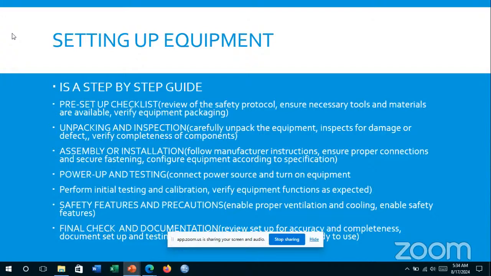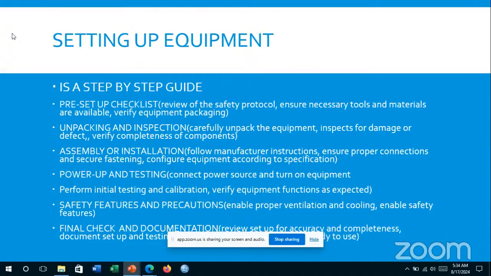After that, we move to unpacking and inspection. For every equipment ordered or bought, you first of all carefully unpack it, so it will not cause damage to the equipment in the process of unboxing. Then inspect the equipment visually for damage. Has anything gone wrong in the process of packing or sending it? You will look for defects, such as surface defects, and verify completeness of components.